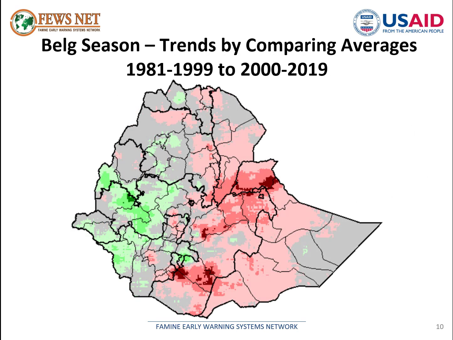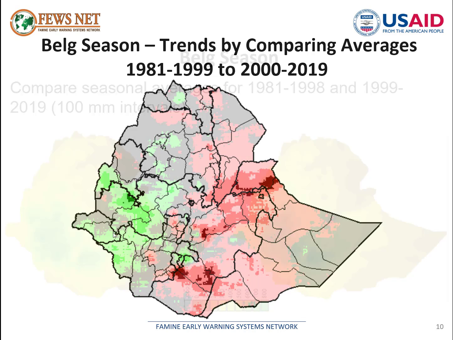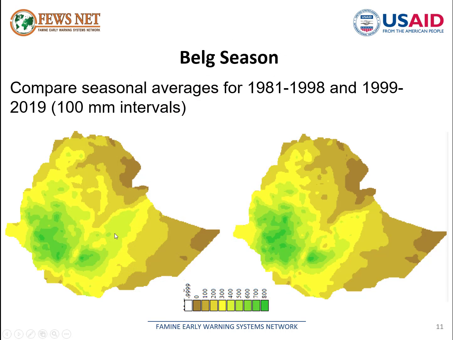And here is the change or trend using the comparison of averages, the average of 1981 to 1999 compared to the average of 2000 to 2019. It is showing that this region is decreasing while this region is increasing. This is a comparison of the same averages, 1981 to 98 and 99 to 2019.